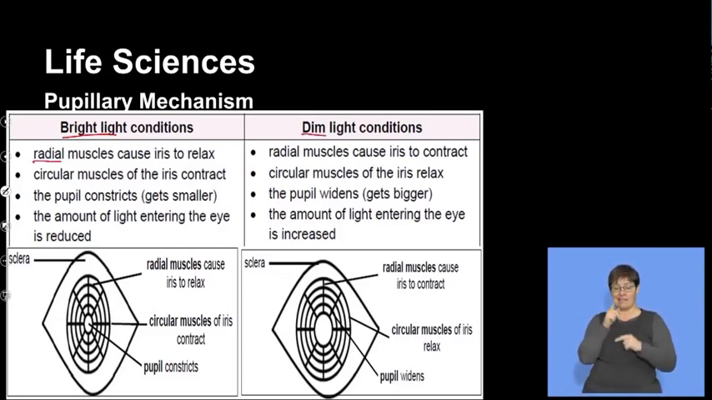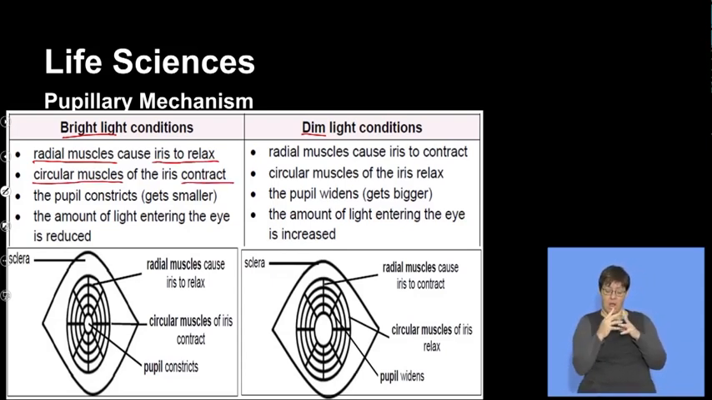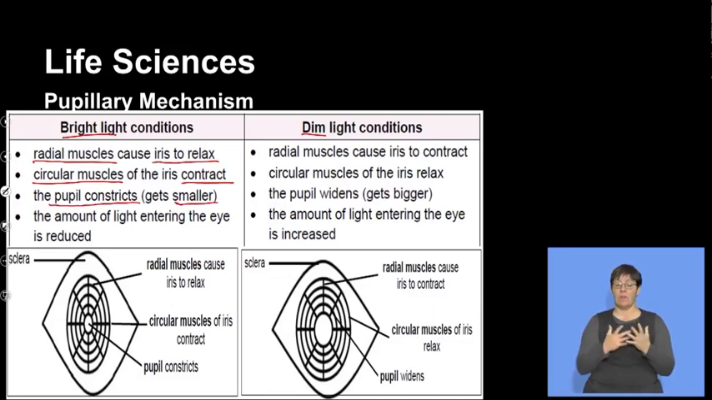Then we say the radial muscles cause the iris to relax. Then the circular muscles of the iris will do what? They will contract. When they contract, the pupil constricts or becomes smaller. Then if it is smaller, obviously, the amount of light that is entering the eye will be reduced because of the constriction of the pupil.